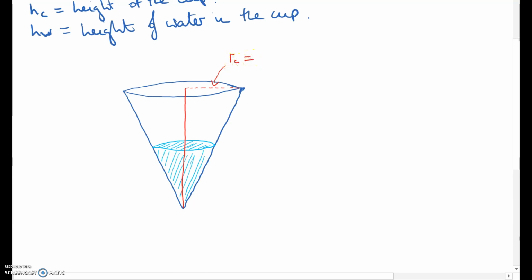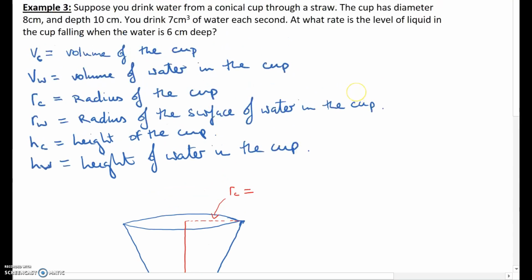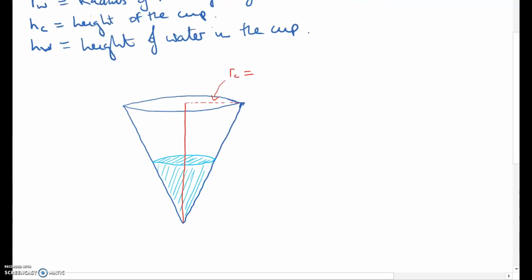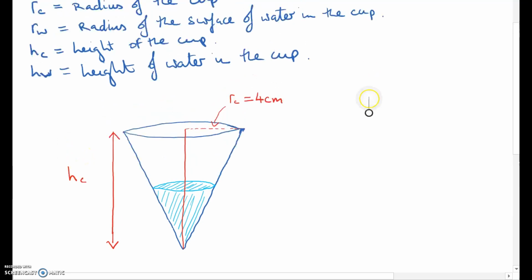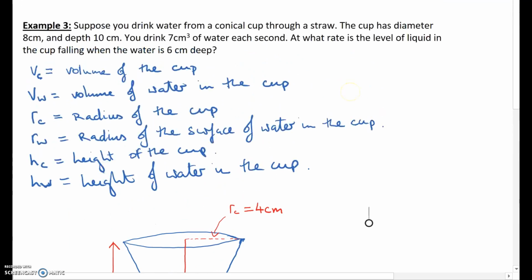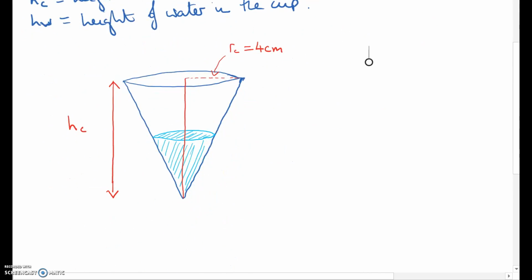Now we were told the diameter of the cup. If you go back and read the question, you were told the cup has diameter 8 centimeters, so its radius will be 4 centimeters. And we also know the height of the cup. We were told, if we go back up, the cup has diameter 8 centimeters and depth and height are the same dimension, 10 centimeters. So the height of the cup is 10 centimeters.